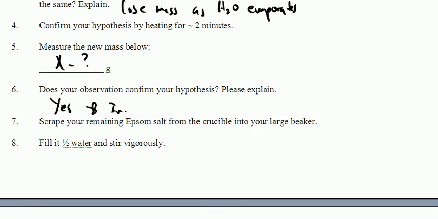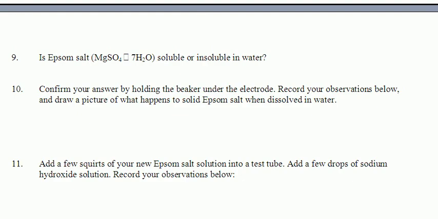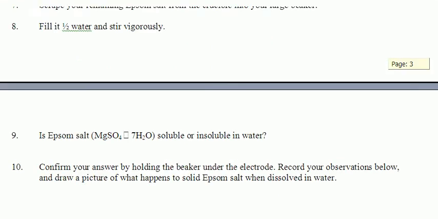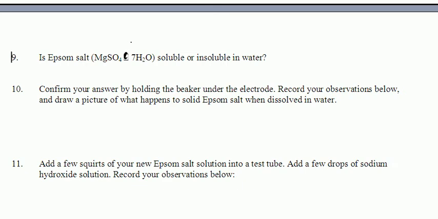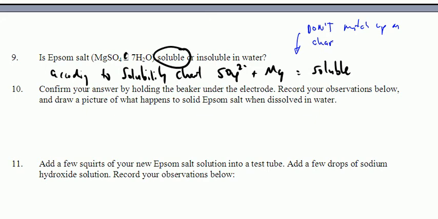And here I would like you just to indicate your data. Okay. This answer should have been soluble, and according to the solubility chart, SO4 2 minus plus Mg equals soluble. Okay, these ones don't match up on the chart.